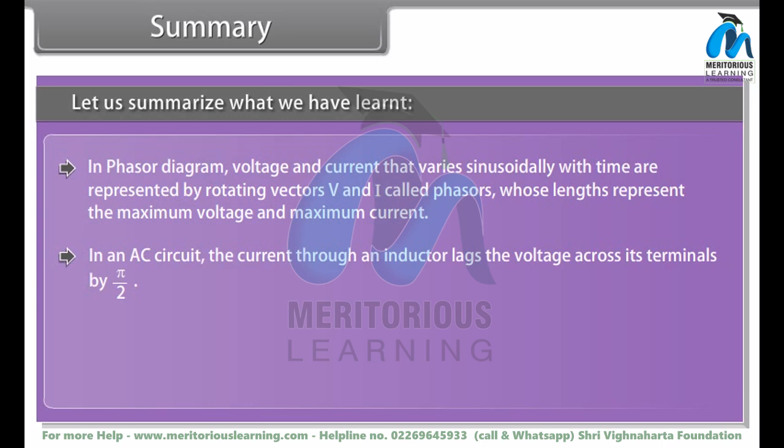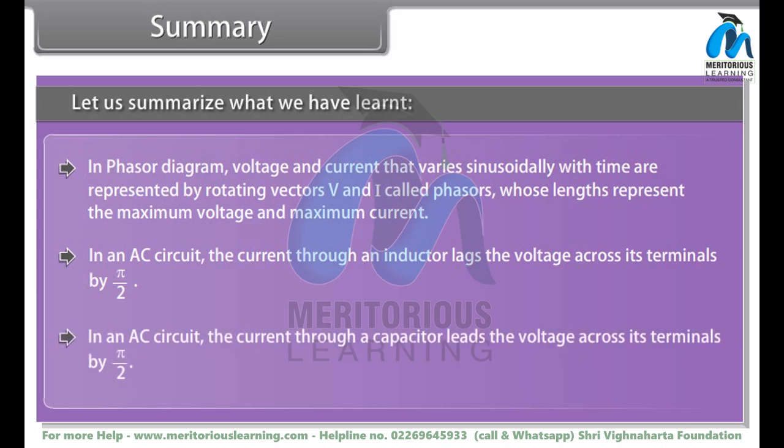In an AC circuit, the current through an inductor lags the voltage across its terminals by pi by 2. In an AC circuit, the current through a capacitor leads the voltage across its terminals by pi by 2.